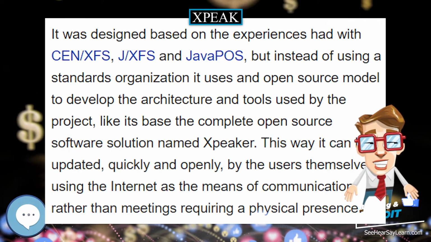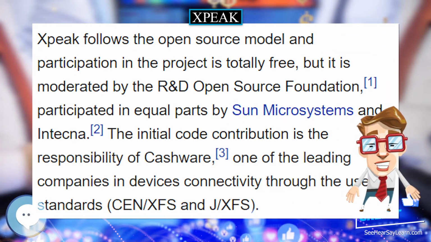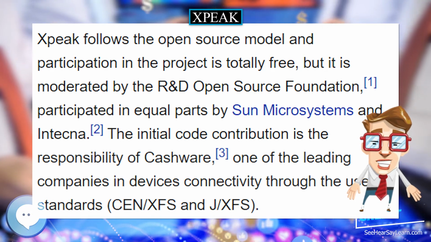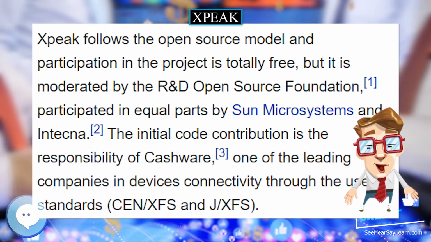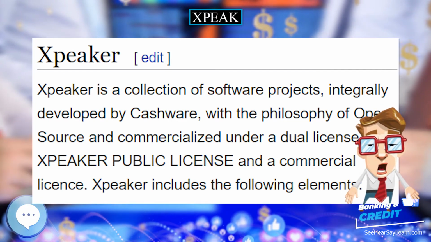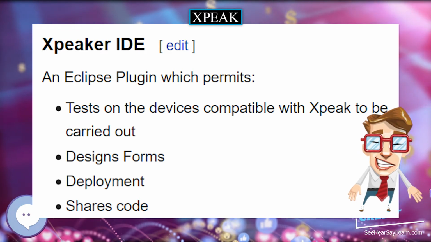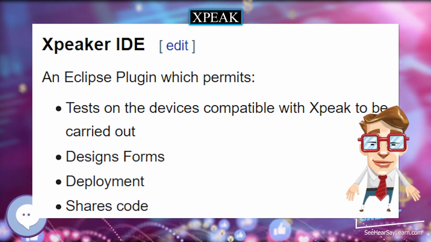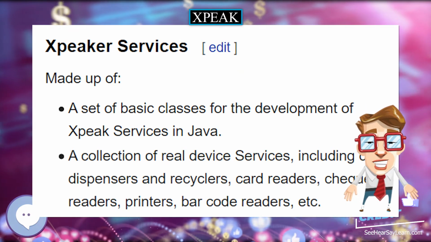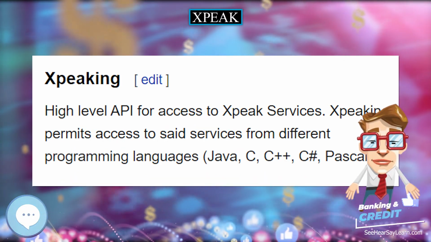It was designed based on the experiences had with CEN/XFS, J/XFS and JavaPOS, but instead of using a standards organization it uses an open source model to develop the architecture and tools used by the project, like its base, the complete open source software solution named Xpeak. This way it can be updated, quickly and openly, by the users themselves, using the internet as the means of communication rather than meetings requiring a physical presence.